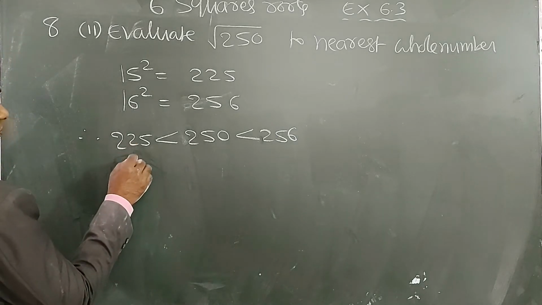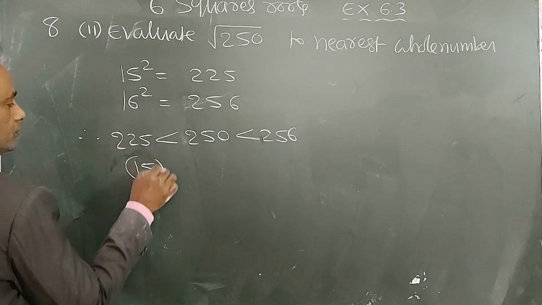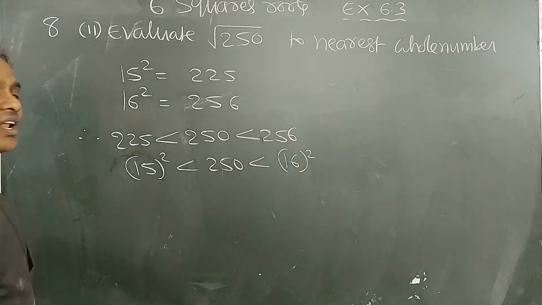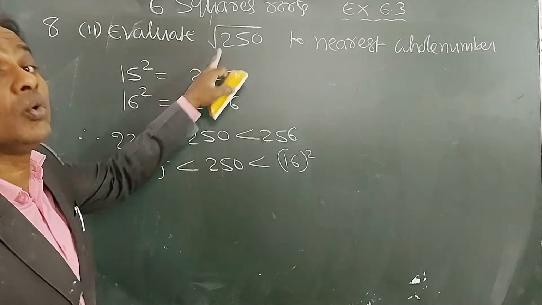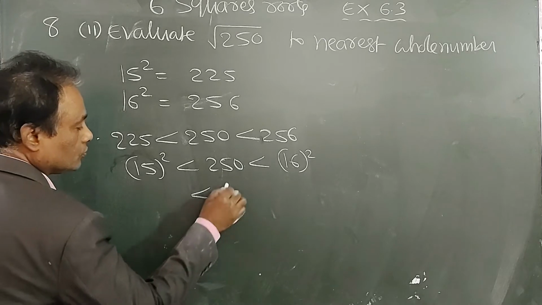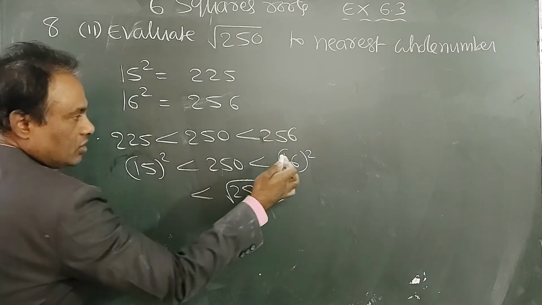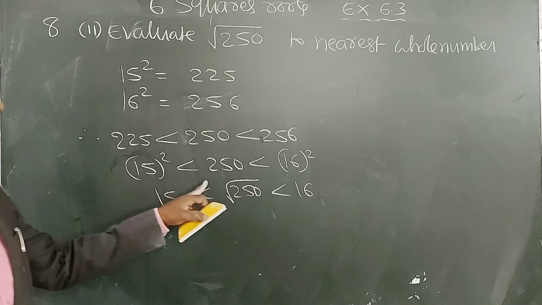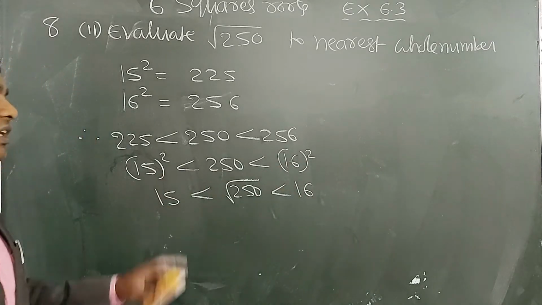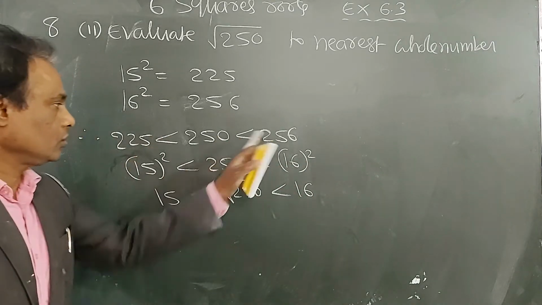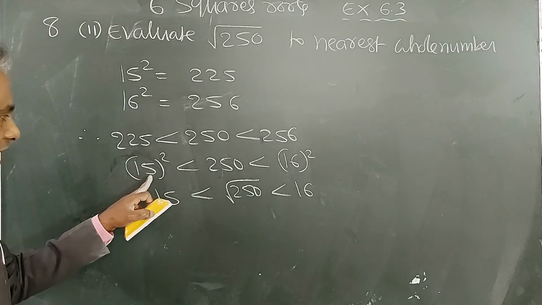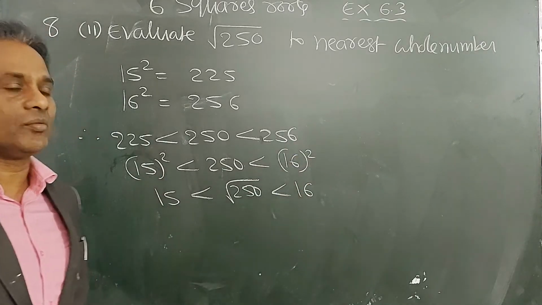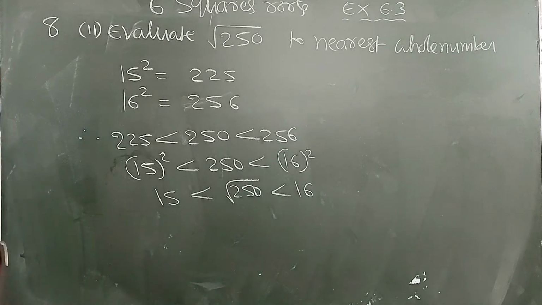So 225 is 15 square, and this is 16 square. But we are not asked to find root 250; we have to decide the root 250 value. So apply the root to all three. If you apply the root, the square cancels, so 15 remains and 16 remains. So root 250 is between 15 and 16.